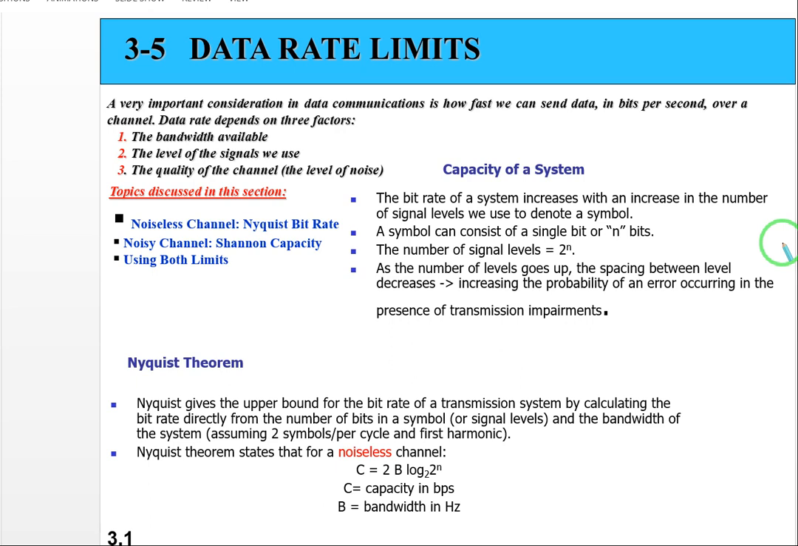So data rate depends on the speed of your data, how you can transfer it, in which speed, maybe more, maybe less, whatever you want. So three important factors which the data rate depends on: the first is the bandwidth available. If you have more bandwidth, a lot of data can be transferred. So the first thing is the bandwidth availability.